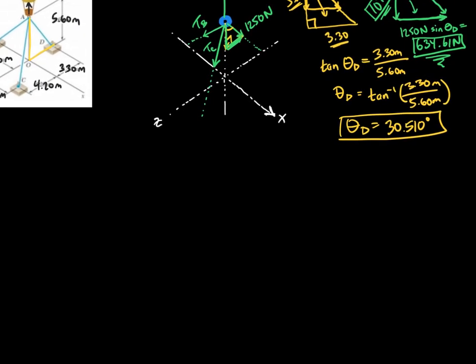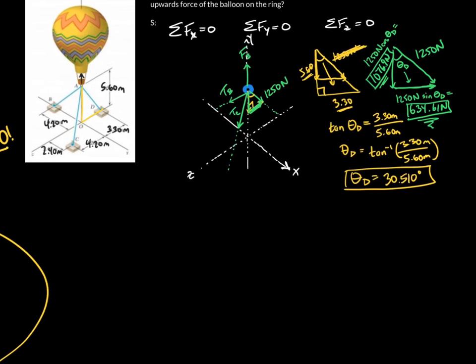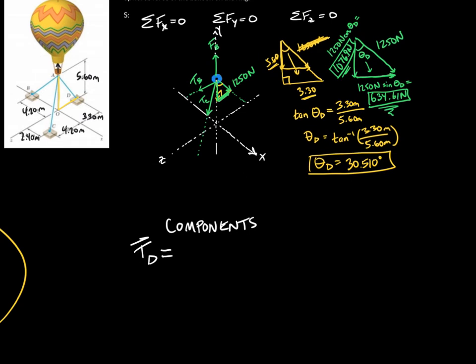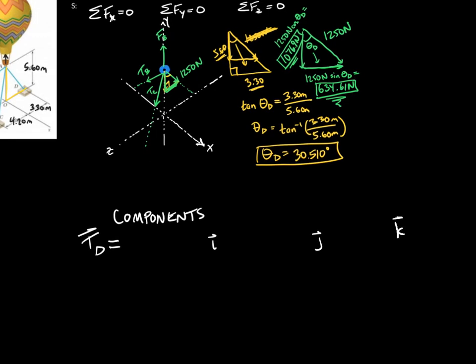Okay, so that is the 1250 newtons. I guess I'm just going to call that tension D, so TD. Okay, so we're going to do components, and I'm just going to have to keep coming back to these components as we keep track. So TD equals, note it is 634.61 in the, well, this is the negative Z direction. So I, J, K. Okay, negative 634.61 newtons.